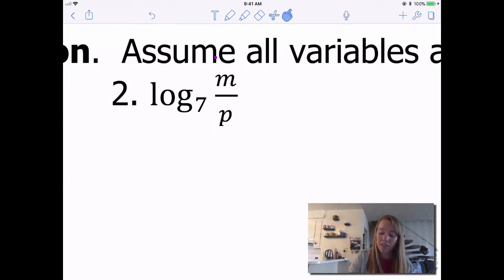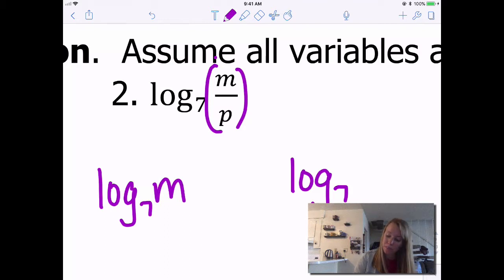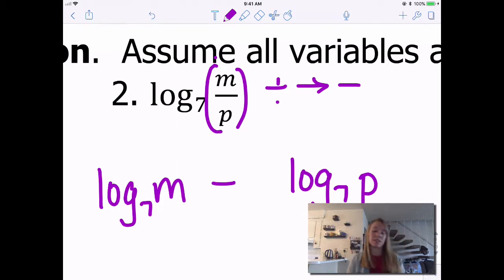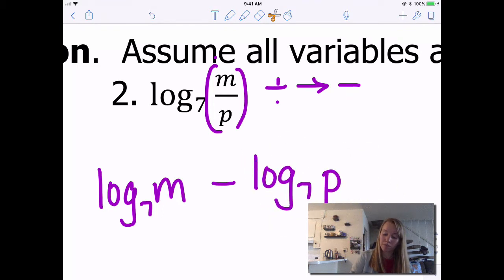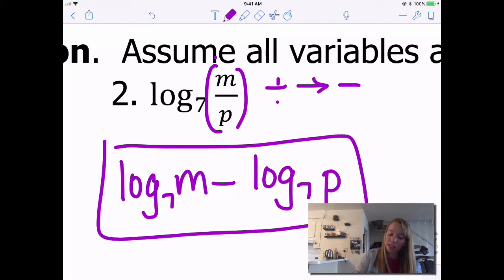Number 2, log base 7 of m and p. I think, how many pieces do I have in my argument? There's 2, m and p, so I'm going to write log base 7 twice. Log base 7, log base 7. M gets one of those, p gets one of those. And since it's division, it goes with subtraction, so I put a minus in the middle. So I've got log base 7 of m minus log base 7 of p. Again, I can write it closer together if it makes it neater.